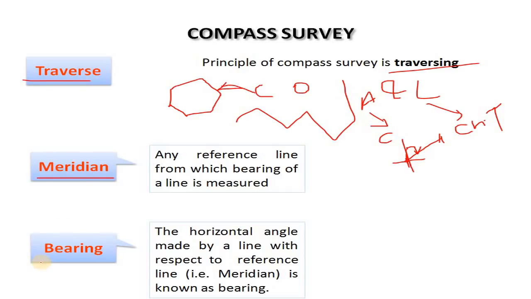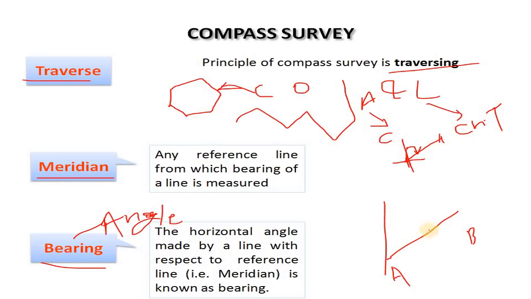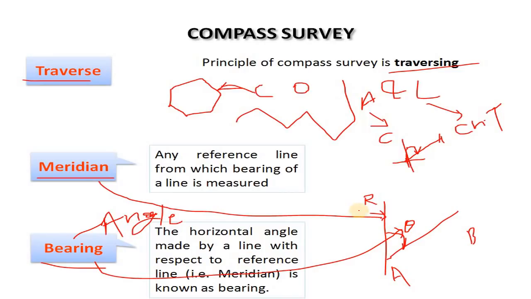Now what is meridian and what is bearing? Meridian is nothing but a reference line, and bearing is nothing but an angle. Let's suppose this is line AB. What is the angle of this line from this reference line? This is the reference line from which the angle of this line is measured. This angle will be, suppose, theta. This reference line is called the meridian, and the angle of this line with respect to the reference line is called the bearing. Please remember this: meridian is the reference line and bearing is the horizontal angle measured from the reference line, and that reference line is called the meridian.